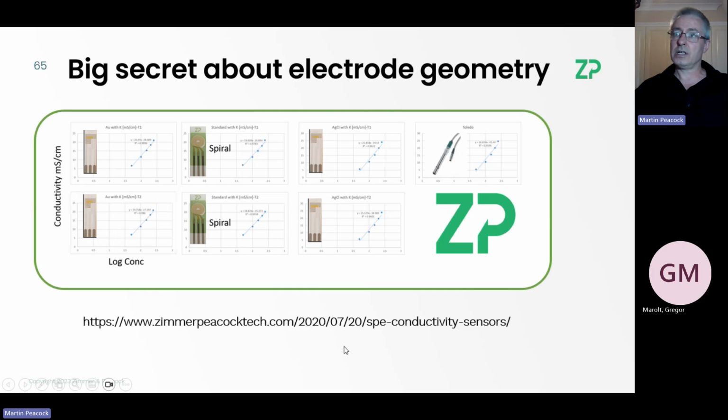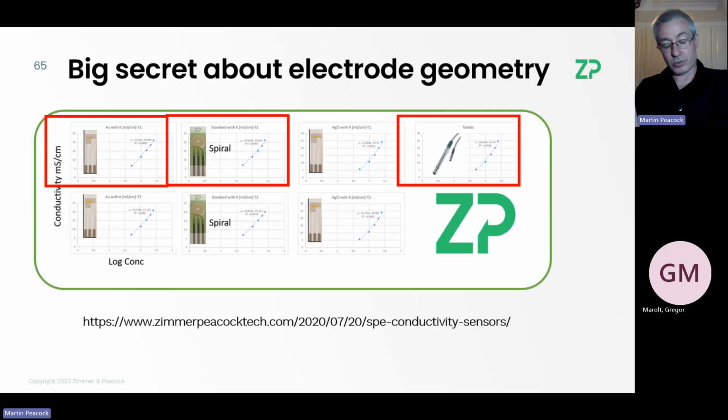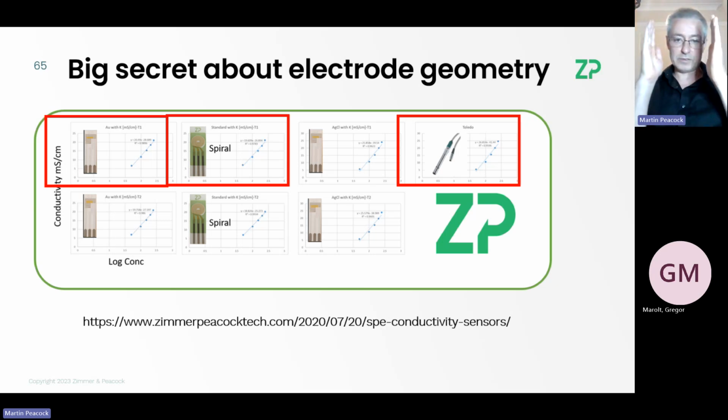The big secret, and this also refers to interdigitated electrodes as well, is that at ZP we've got rectangular electrodes, we've got spiral electrodes, and we were once testing the conductivity of a liquid using rectangular electrodes and spiral electrodes, and we used a Mettler Toledo, just a normal lab conductivity sensor, or probe, I should say. They all gave the same results. Very different geometries. The spiral electrode is like a long line. The rectangular electrode is just a rectangle. In fact, it looks like this and like this. The Mettler Toledo conductivity probe is two platinum electrodes facing one another like this. They all gave the same results.